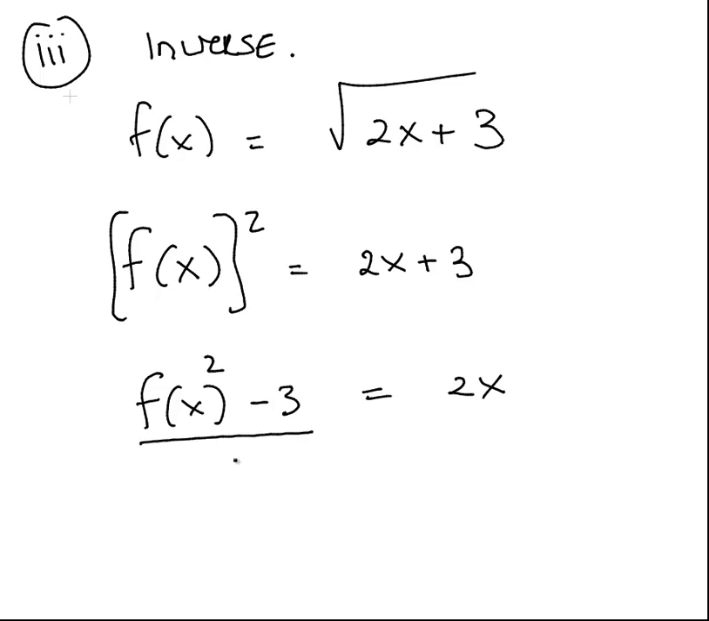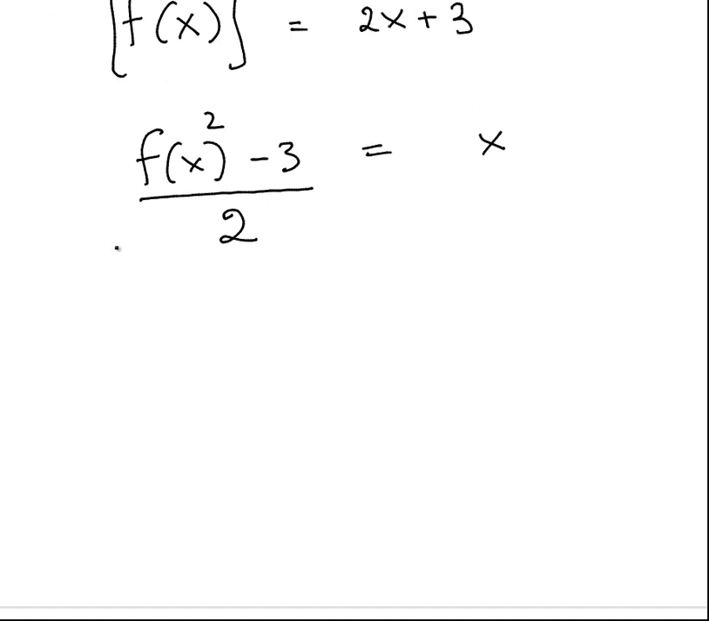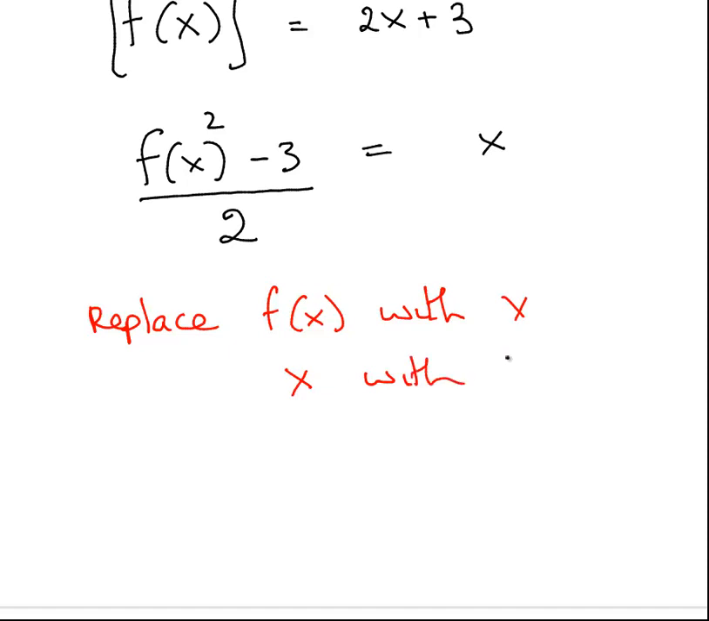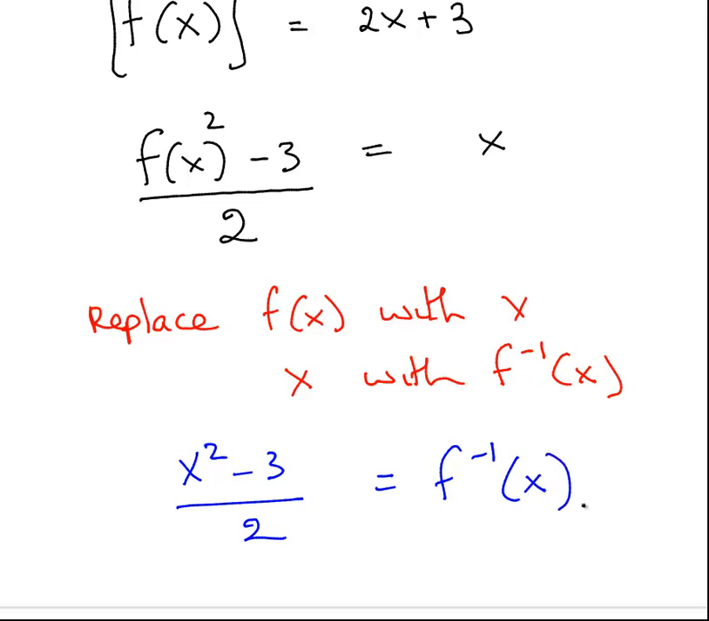And now I'm going to divide both sides by 2. Divide that side by 2 and divide that side by 2. So f of x squared minus 3 over 2. And again, what we do here is replace f of x with x, and replace x with f minus 1 of x. So the overall answer is x squared minus 3 over 2 equals f minus 1 of x. That is the answer we are looking for. The inverse function is x squared minus 3 all over 2.